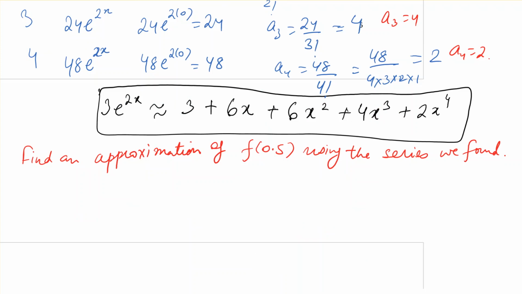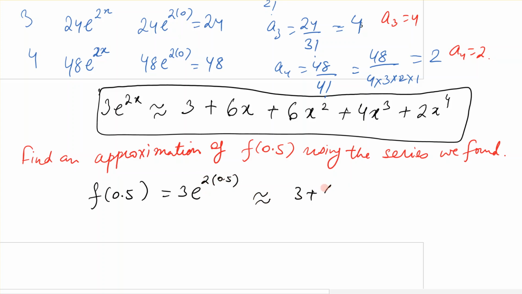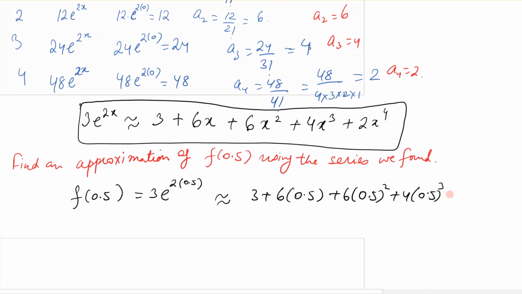Remember, the Maclaurin series is a polynomial that we use to approximate near x equal to 0. So if you want to find an approximation of this function at 0.5 using the series, we will say that f of 0.5 equals 3 e raised to power 2 times 0.5. That is approximately equal to, using the series, 3 plus 6 times 0.5 plus 6 times 0.5 squared plus 4 times 0.5 cubed plus 2 times 0.5 raised to power 4.